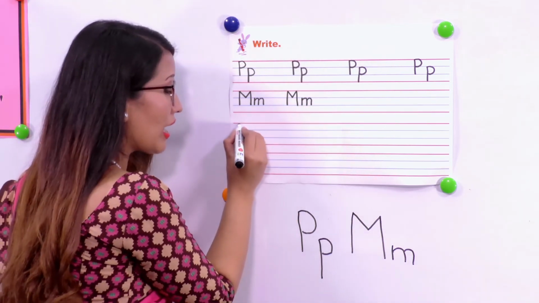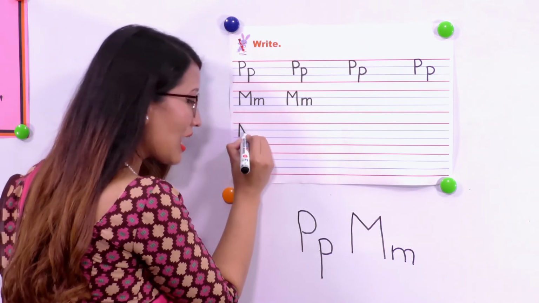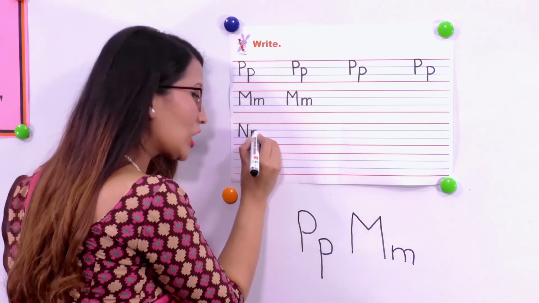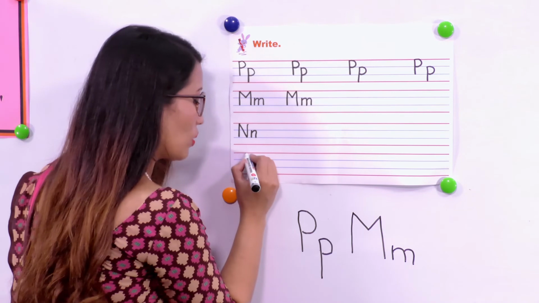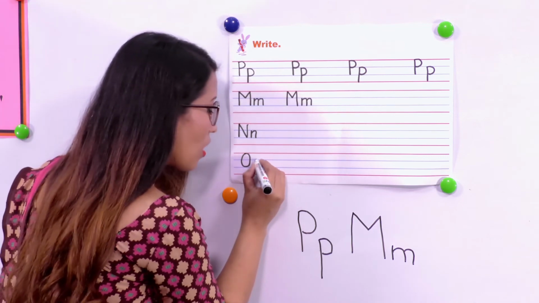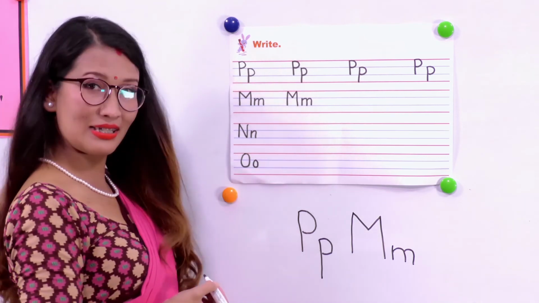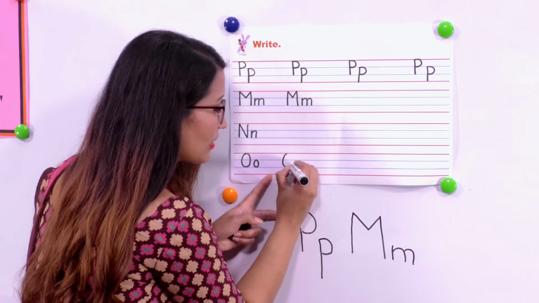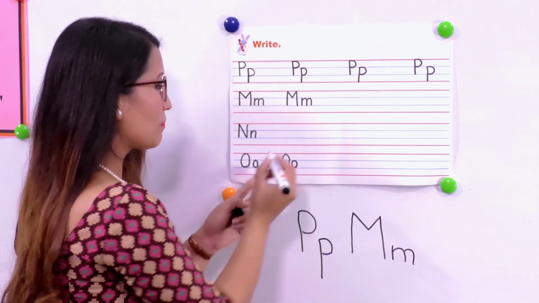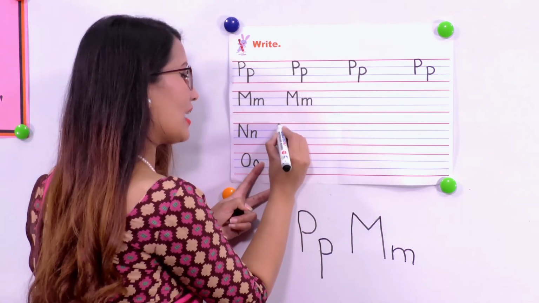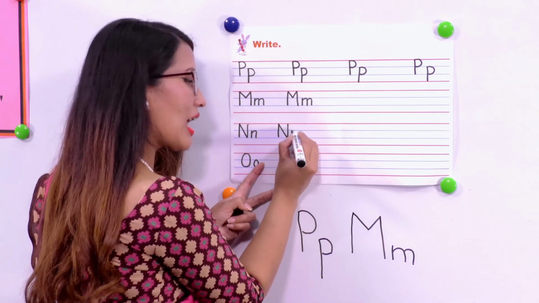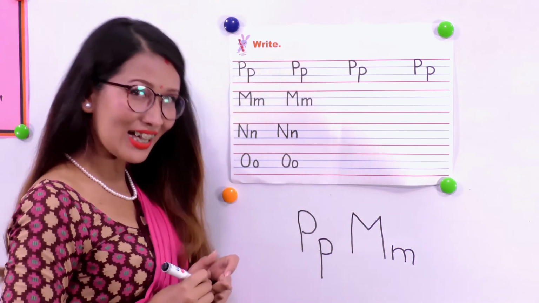In the same way, N. Standing line, slanted line, again standing line. Standing line and curve. O. Oh, just make a circle. Yes, small o touches only the blue lines. One more time, circle. Uppercase O, lowercase o. Write N like this: standing line, slanted line, standing line. Standing line and curve. Finished?